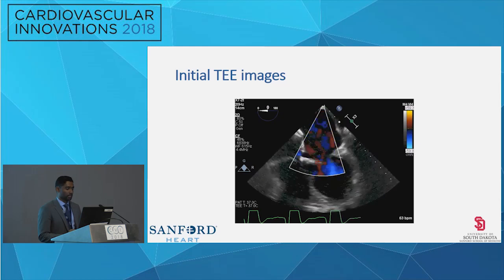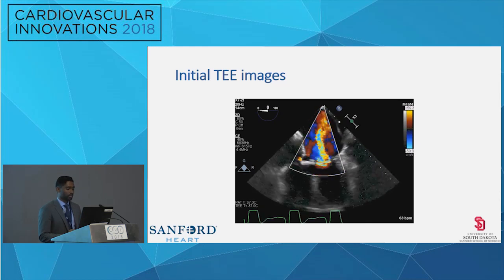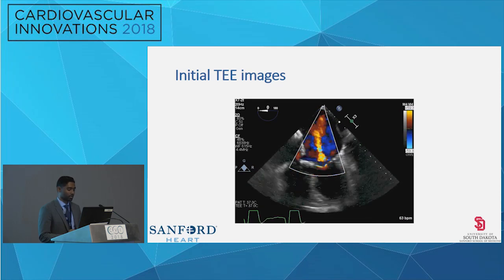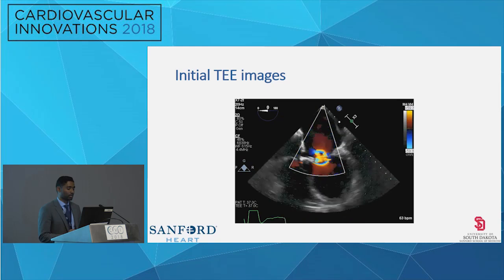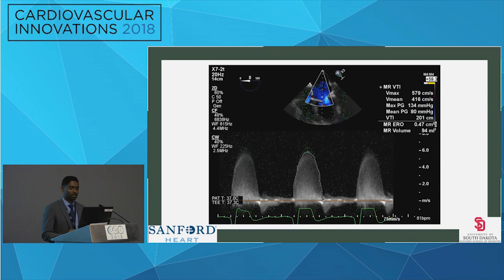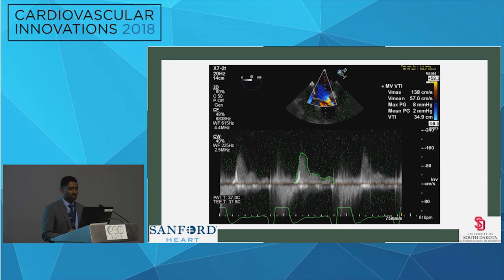The initial transesophageal echocardiogram, 4-chamber view, 0 degrees, showing severe mitral regurgitation. On the right side of the corner, you may see the Amplatzer septal occluder in the septal area. And this is the still frame showing mitral regurgitation radius of 1.4 centimeters. These are the other valve regurgitation parameters: ERO 0.47, regurgitant volume 94, consistent with severe mitral regurgitation. Her mitral valve diastolic mean gradient was 2 millimeters Hg.